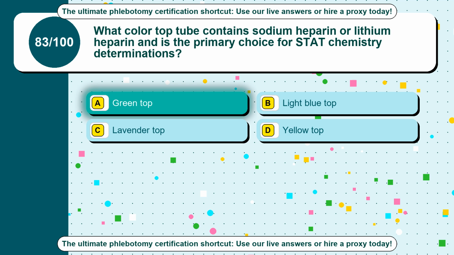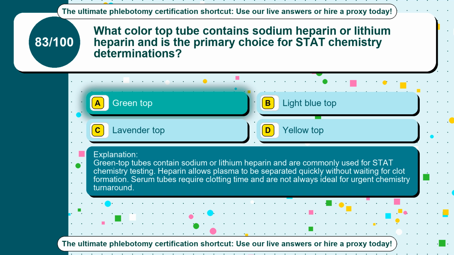The correct answer is option A, green top. Green top tubes contain sodium or lithium heparin and are commonly used for stat chemistry testing. Heparin allows plasma to be separated quickly without waiting for clot formation. Serum tubes require clotting time and are not always ideal for urgent chemistry turnaround.